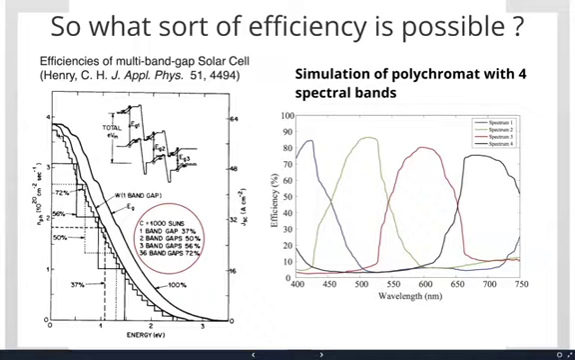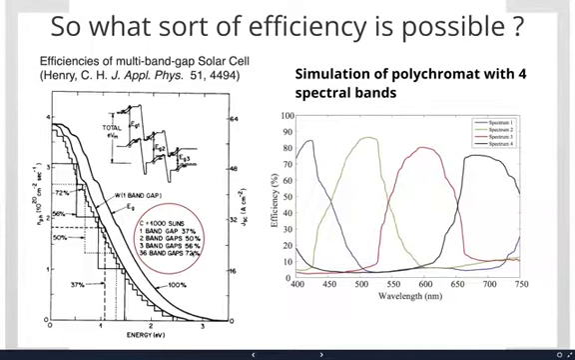So the idea here is that by going to more and more band gaps, you can increase the amount of photons that you're collecting more efficiently, and as a result, increase the whole system level efficiency as well.